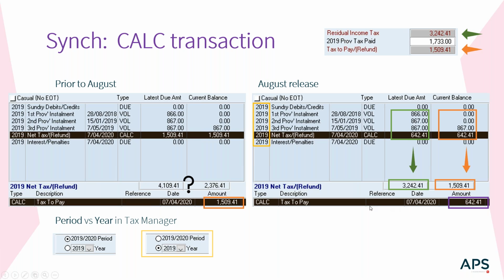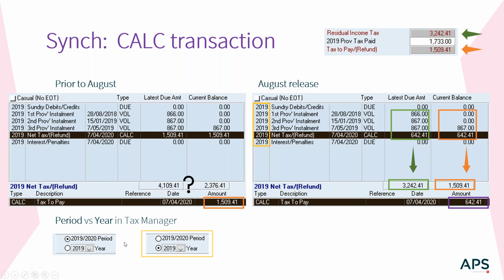One thing just to note here, but there has been a bit of confusion around this net calculation, and that is generally where you're using the ledger tab in Tax Manager. The default selection when you come into the ledger tab is the period view, and in that view you are really only seeing the net tax value for the tax year you're interested in, 2019 in this case, and all of the other transactions, the provisional instalments after the 2020 tax year.